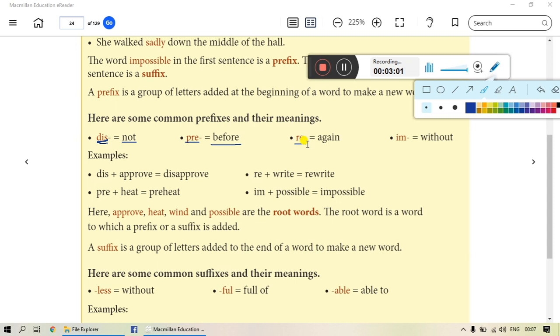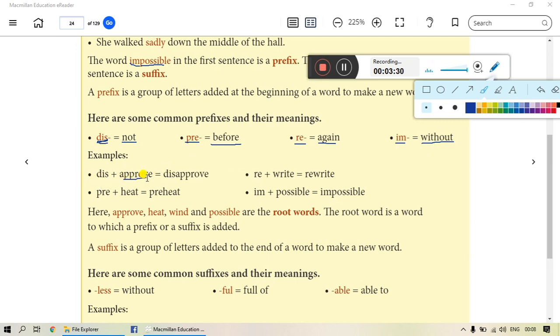Re. When you add re, the word's meaning will change, because re means again. When you add im, the word meaning will change into without. Like earlier the word was possible, when you added im, it is something without possible, basically the opposite of possible. Let's see the examples.